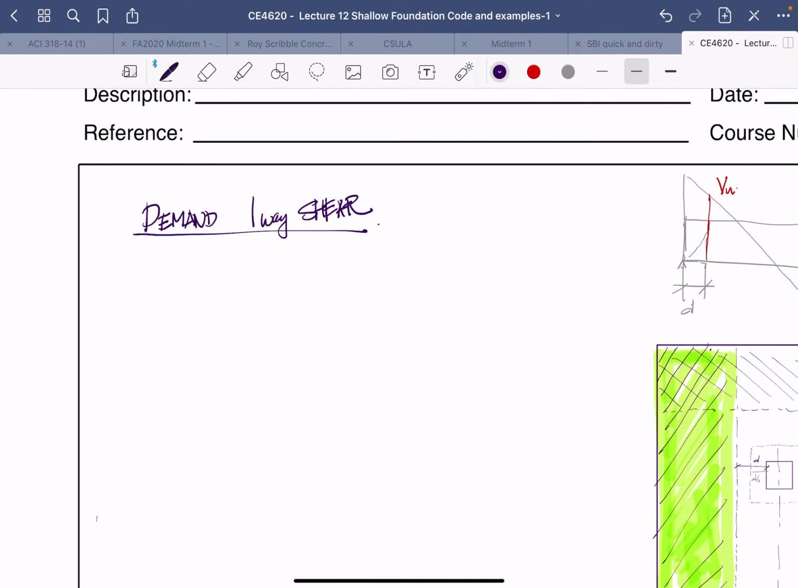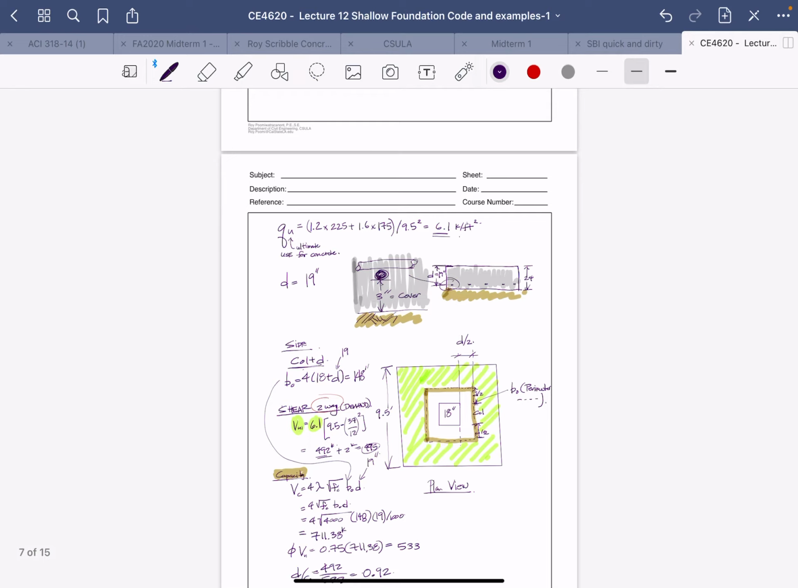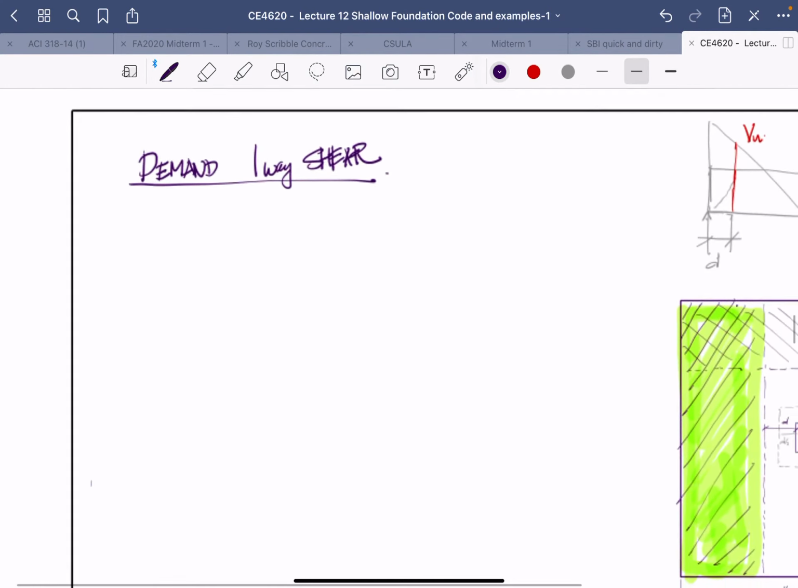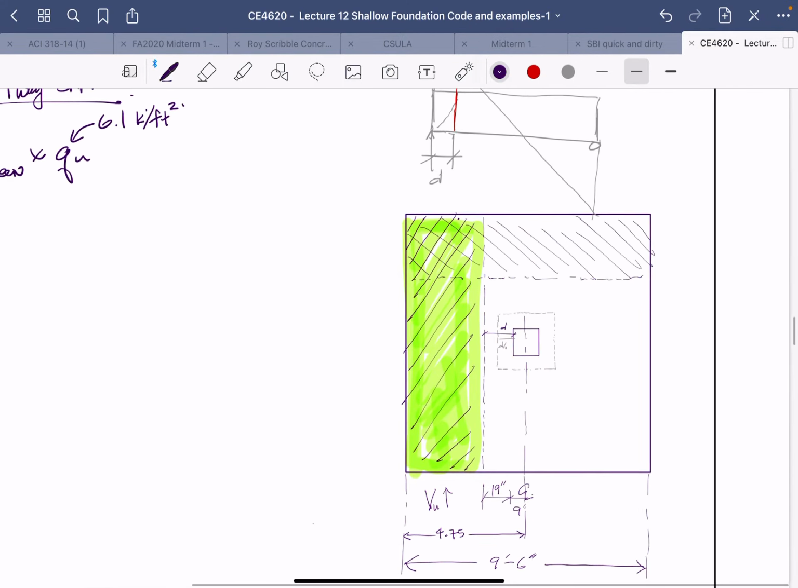And it's literally the area of the green, right? Times the QU, which is 6.1. So VU is equal to the area of the green. The book doesn't really say it this way. Times the QU, which is 6.1 kip per foot squared. So let's find out what the area of the green is, okay?